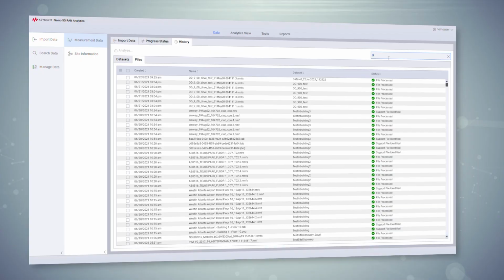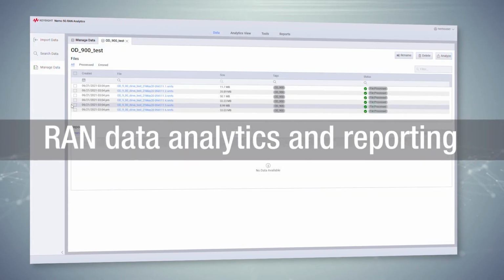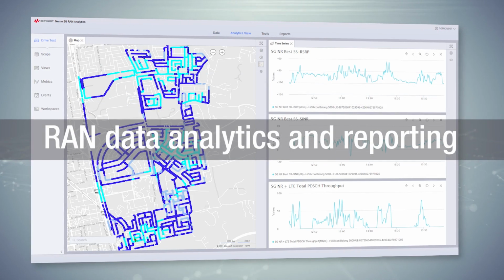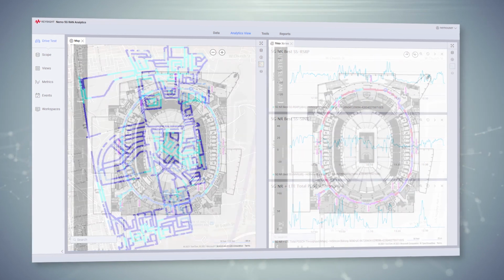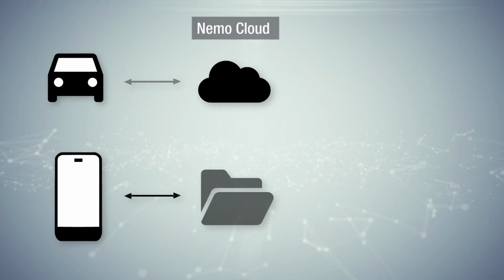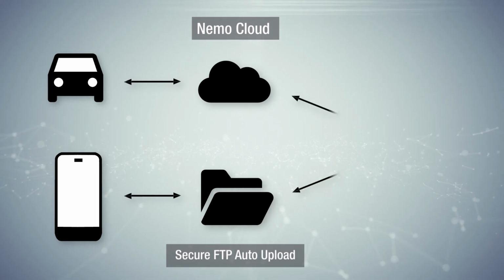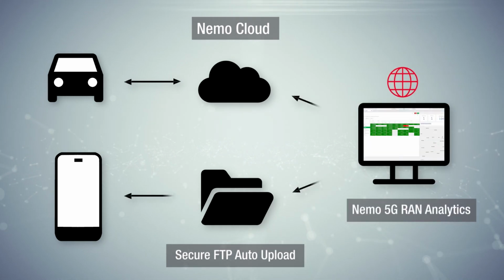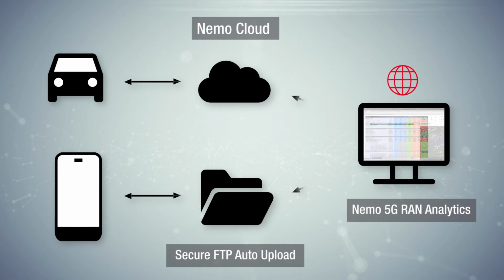It offers automated vendor and technology-agnostic RAN data analytics and reporting, providing an ideal solution for network operators handling large amounts of data. Nemo 5G RAN Analytics automates and streamlines the entire data flow from the field to the informative dashboards and reports for the relevant stakeholders.